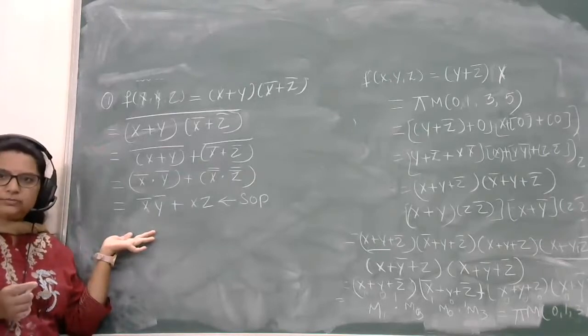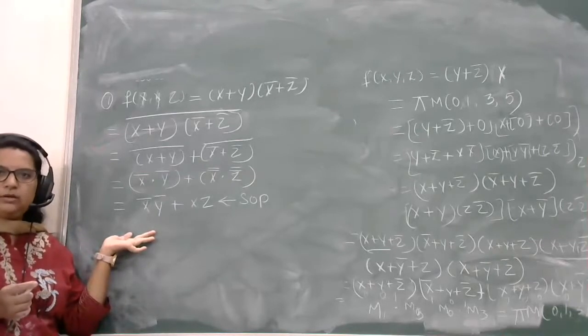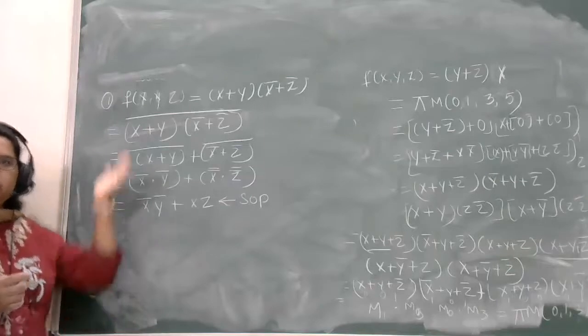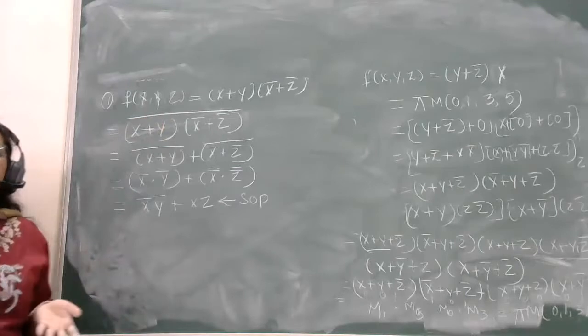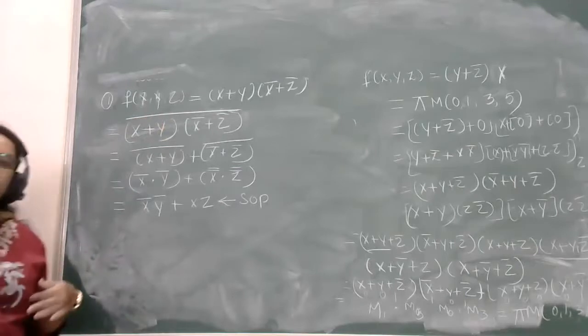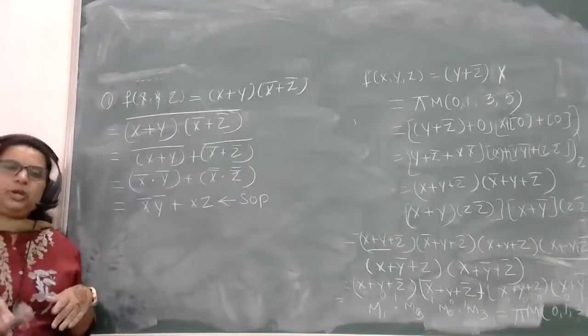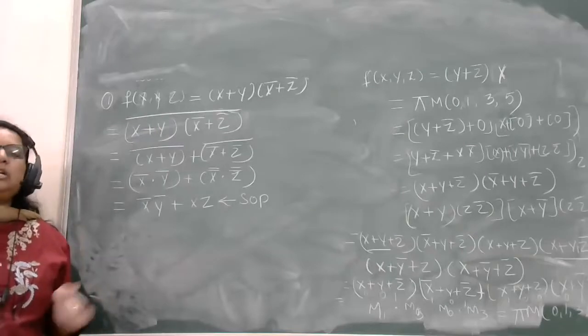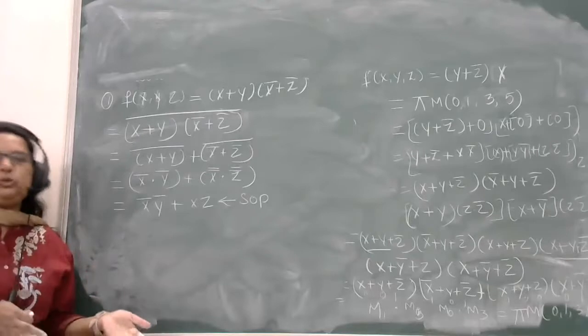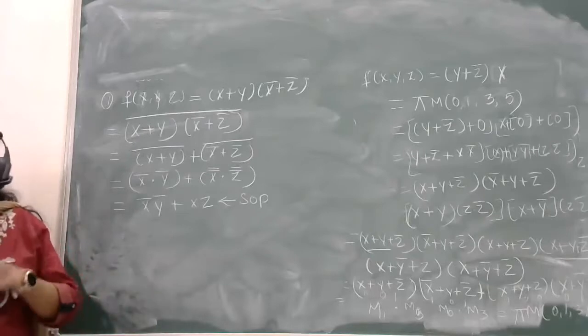Following? Yes. What exactly are we doing? If I want to convert a POS form to an SOP form, then I'll apply De Morgan's theorem. If I want to convert SOP to POS, then what will I do? Again, I'll apply De Morgan's theorem. So by application of De Morgan's theorem, I can convert one form of a Boolean expression to another form of a Boolean expression.